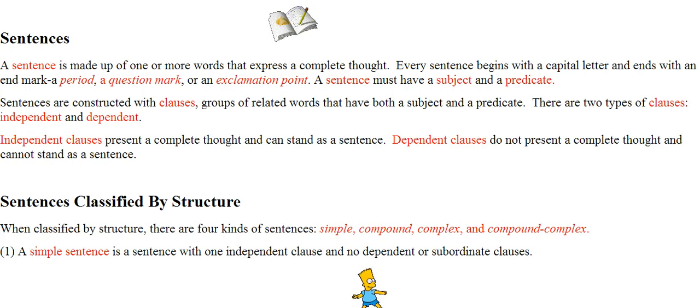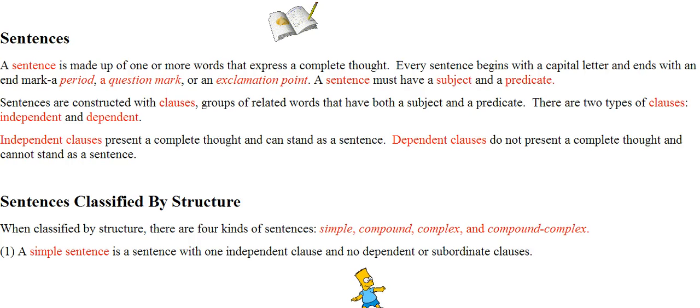And clauses are groups of related words that have both a subject and a predicate. There are two types of clauses: independent clauses and dependent clauses. Independent clauses present a complete thought and they can stand as a sentence on their own. Dependent clauses do not present a complete thought and cannot stand as a sentence. I like to make the analogy rather fondly that independent clauses are a lot like adults. Dependent clauses are somewhat like children, and you'll see how I carry that analogy out as we continue the conversation.